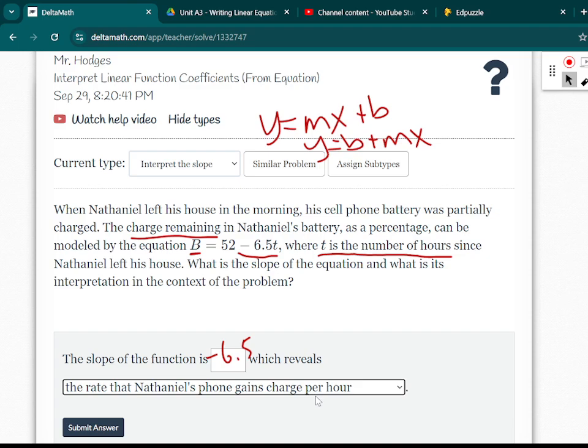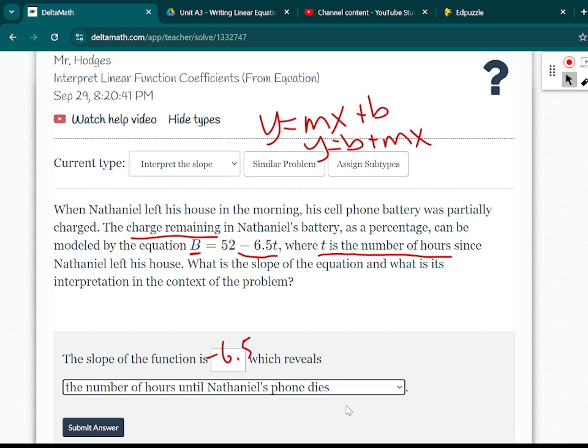The rate that Nathaniel's phone gains charge per hour. Okay, so we've got our keywords per hour. So this might be a tempting option. However, be careful. Our slope is negative. He is losing phone battery. He is not gaining phone battery. So that one is there to trick us. The number of hours until Nathaniel's phone dies.